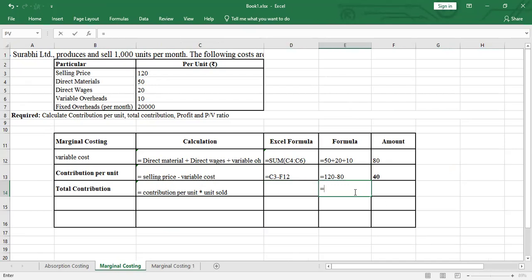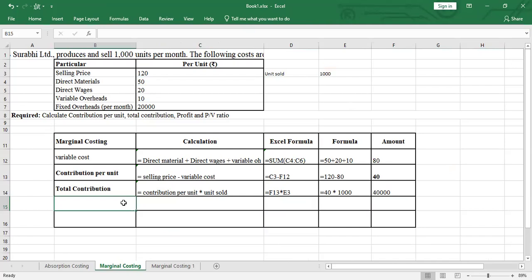How to ascertain this? It's very simple. 40 rupees contribution per unit into units sold. How many units have we sold? 1000 units. For that, you can write it like this: units sold, 1000 units. In Excel, what we have to do is equal contribution per unit, that is 40, into units sold. You will get an amount of 40,000.